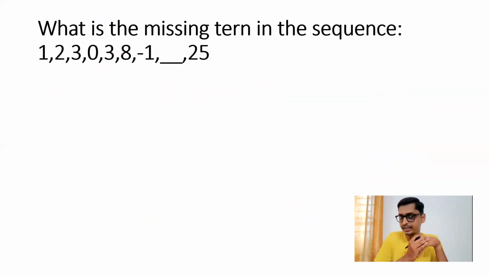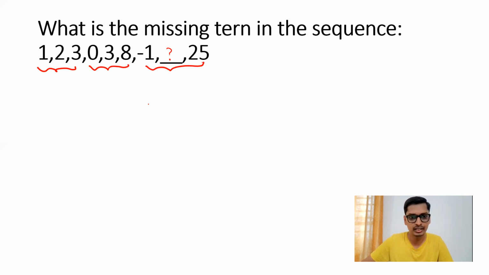What is the missing term in the sequence 123, 038, minus 1, dash, 25? So you have to find what will come at the place of dash. Now if you look at the number 123, it increased, so from 3 to 0 it is decreased. So 038 increased, from 8 to minus 1 it decreased. That means they have taken these numbers as sets. 123, 038, minus 1, question mark and 25. So try to write this number like this: 1 2 3 and 0 3 8 and minus 1 question mark and 25, right?